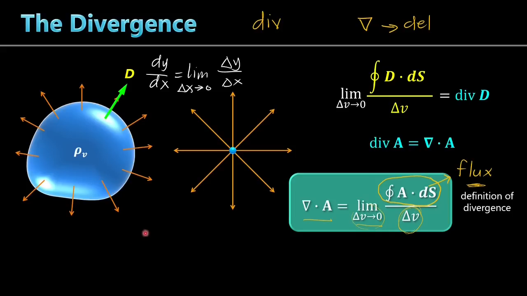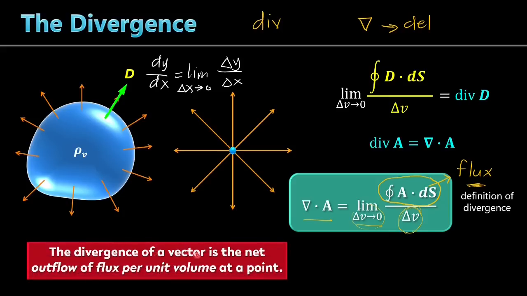So in general, we can say that the divergence of a vector is the net outflow of flux per unit volume at a point. Why? Because from the very definition of the divergence, this quantity in the numerator is the flux divided by the volume. So that is the flux per unit volume at a point. Because this delta V approaches 0 in order for this closed surface to become a point. So we say that the divergence is the net outflow of flux per unit volume at a point.